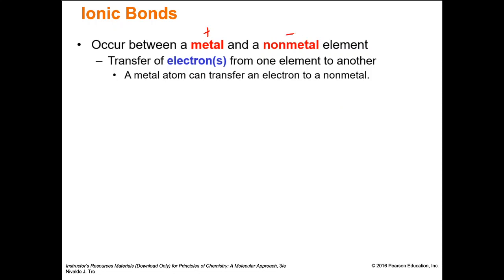Okay, when those two things are around each other, they come together to form an ionic bond. This is just a bond that occurs, again, between a metal and nonmetal, strictly because one is positively charged and the other is negatively charged. It involves the transfer of one or more electrons from one element to the other, and generally speaking, it's going to be from the metal to the nonmetal.